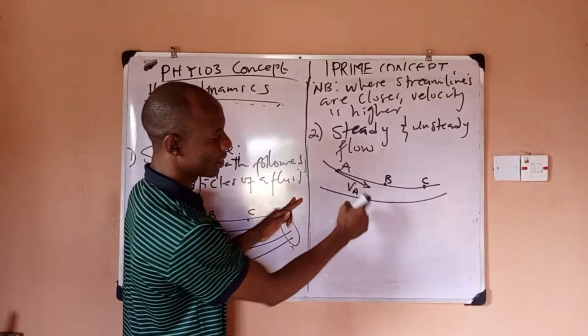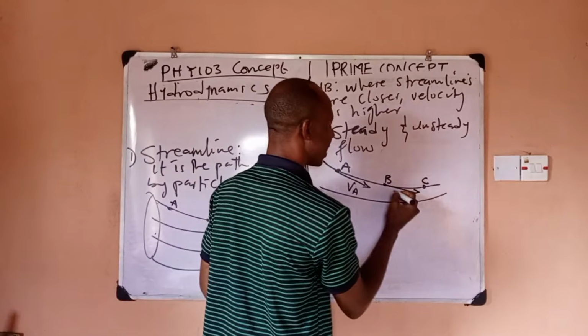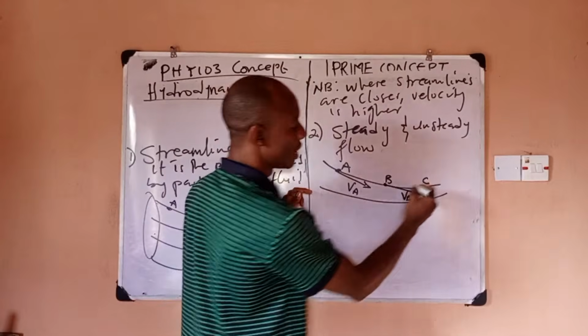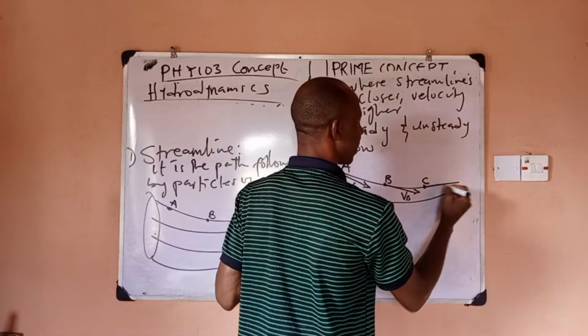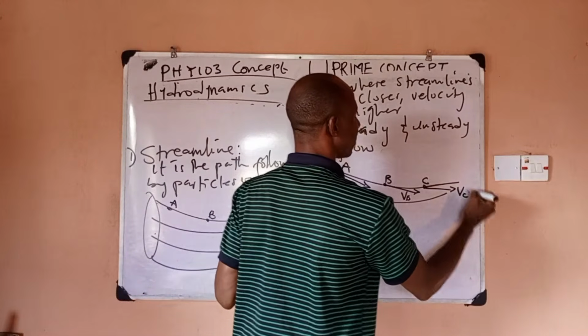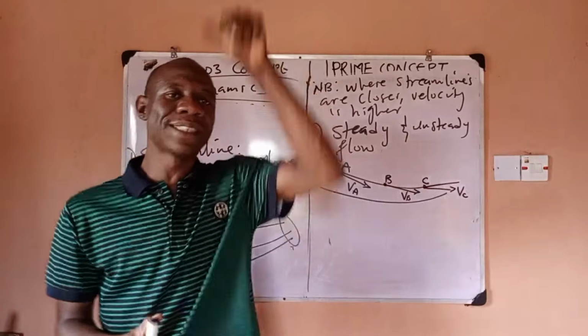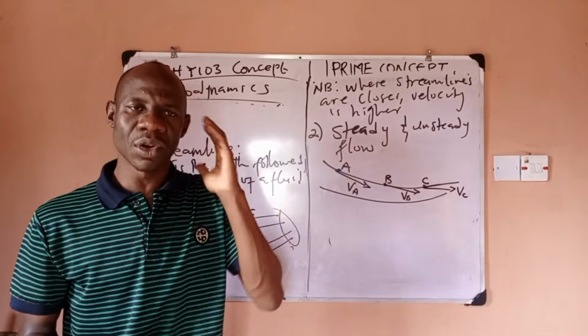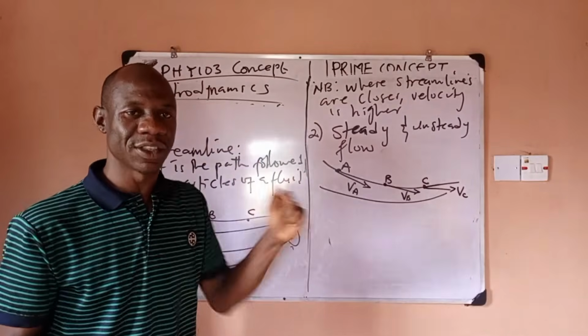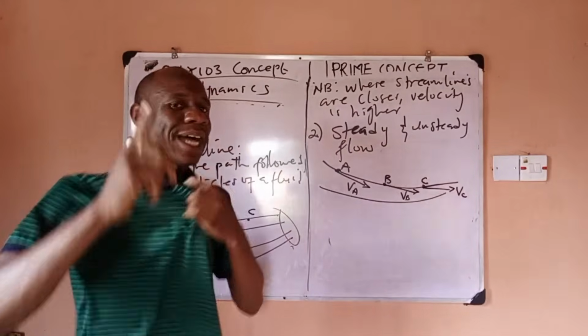This is how it is pointing. If I pick this point, I'll take a tangent. So this is the direction of VB. If I pick this, I'll take a tangent. So this is the direction of VC. So to obtain the direction of velocity, you draw a tangent at a point to the what? Streamline. Is that clear? Yes.